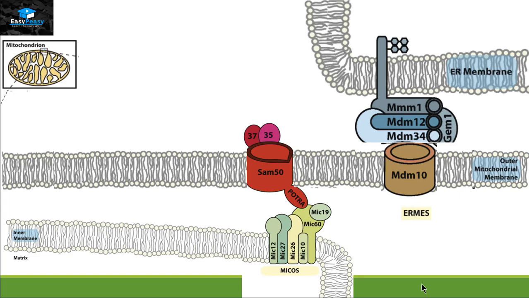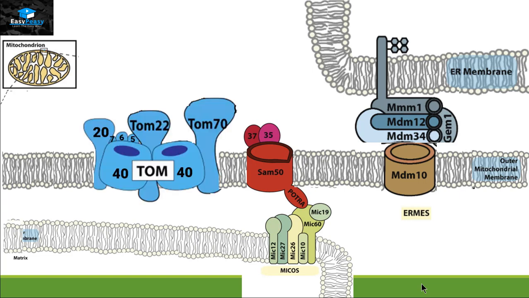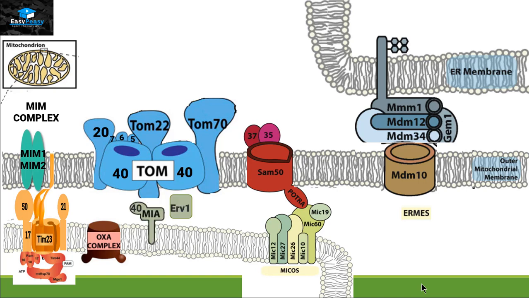Now we have a lot of different types of proteins present on the outer membrane and the inner membrane of the mitochondria. These proteins collectively are called translocons. With the help of these translocons, the protein enters the mitochondrial membrane and reaches its destination port. The process of importing protein into the mitochondrial membrane consists of 4 steps.